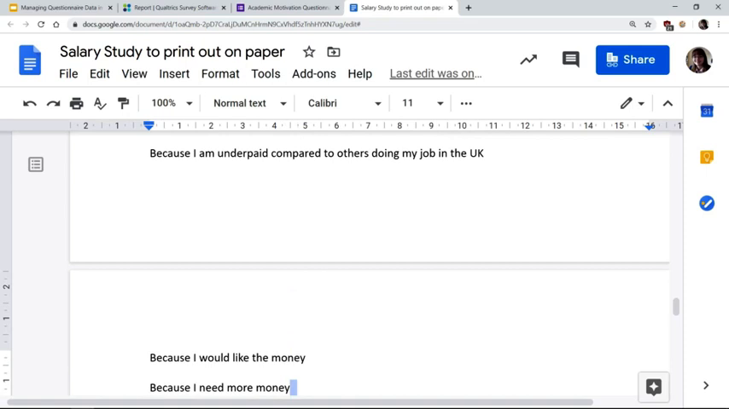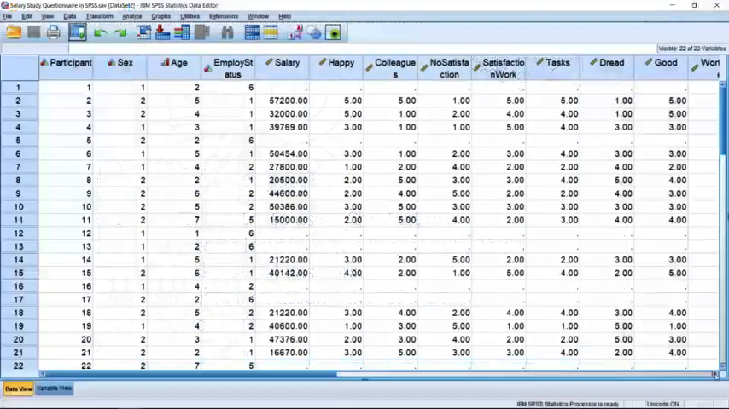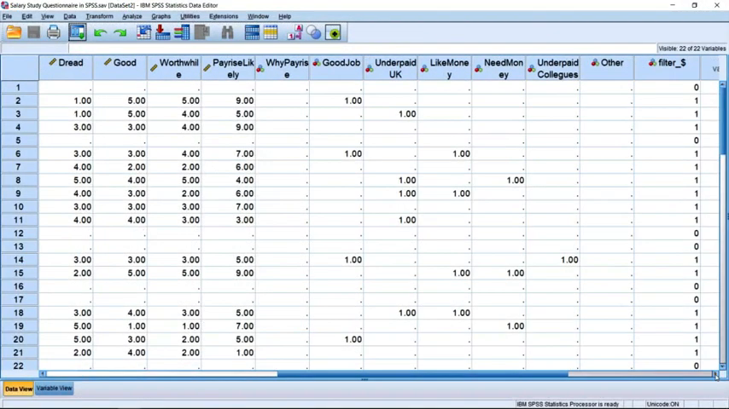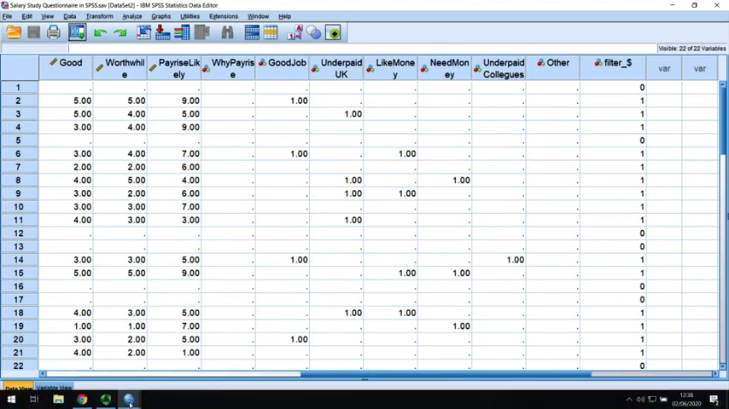And that's a problem when you come to do chi-squared. Chi-squared has an assumption of what we call mutual exclusivity. That means that each of the categories are mutually exclusive, so someone can't fall into both categories. The way around that is to treat each of the options in a separate analysis. So in the salary study, you would do an analysis on this option, good job, an analysis on this one, and so on and so forth.